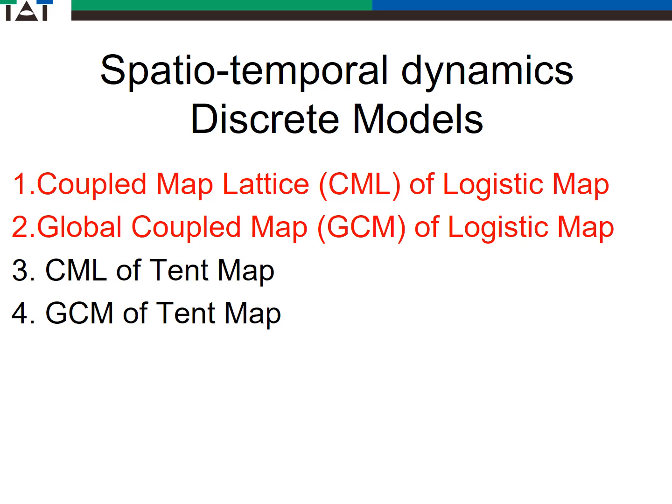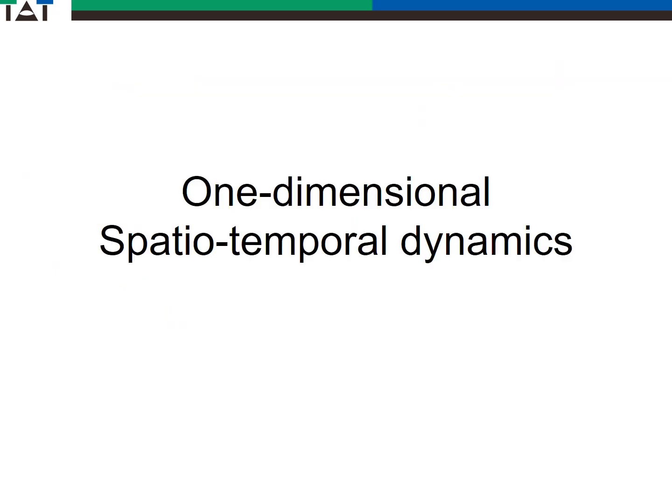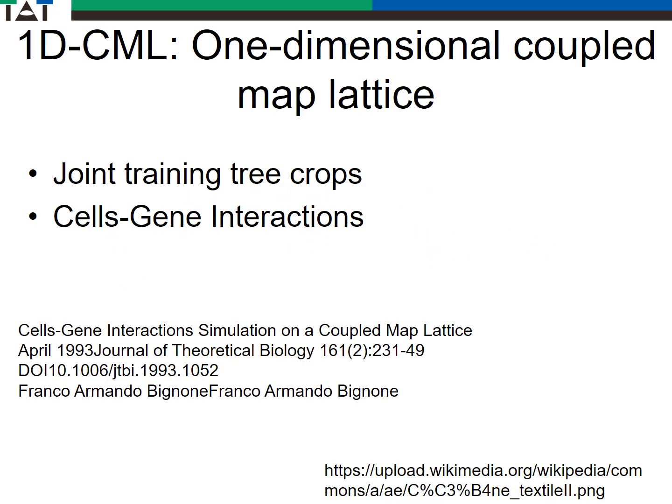Then coupled map lattice of logistic model, global coupled map of logistic model, coupled map lattice of tent map, global coupled map of tent map. Those four conducted with our one-dimensional spatial temporal dynamics. One-dimensional CML is one-dimensional coupled map lattice. Joint training tree club, cell genes interaction might be an example.